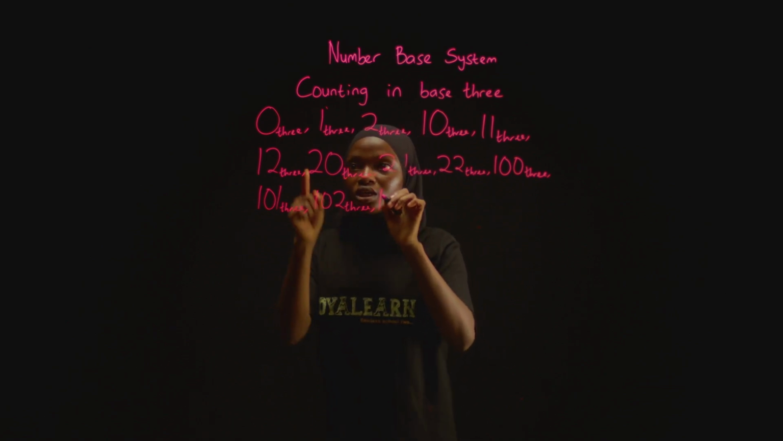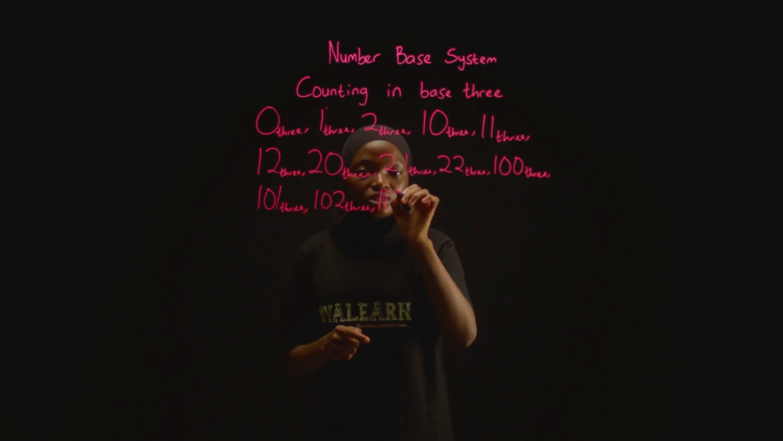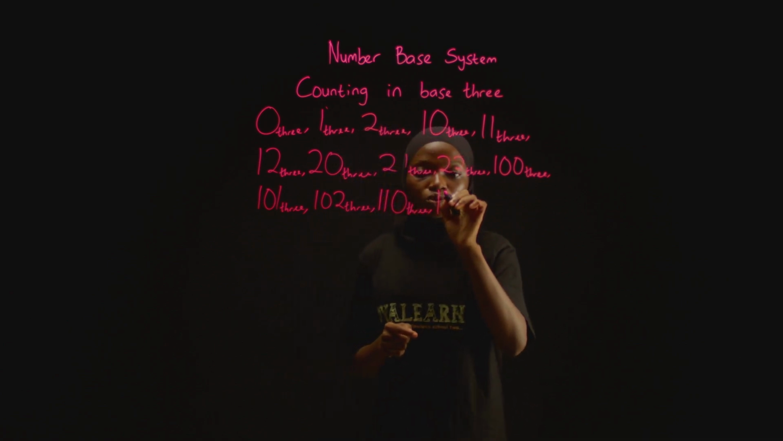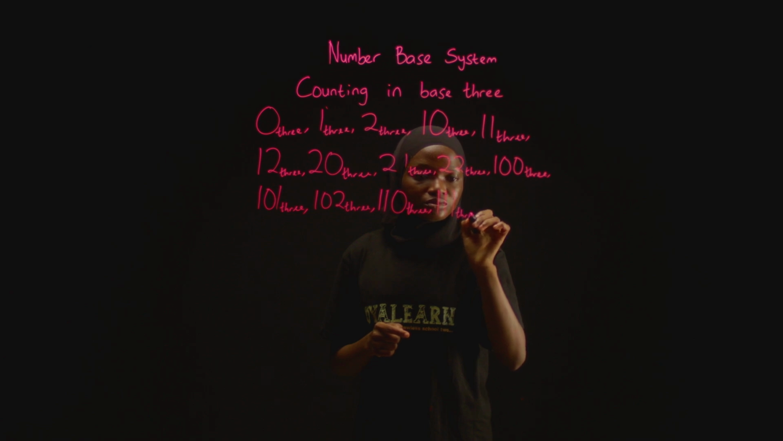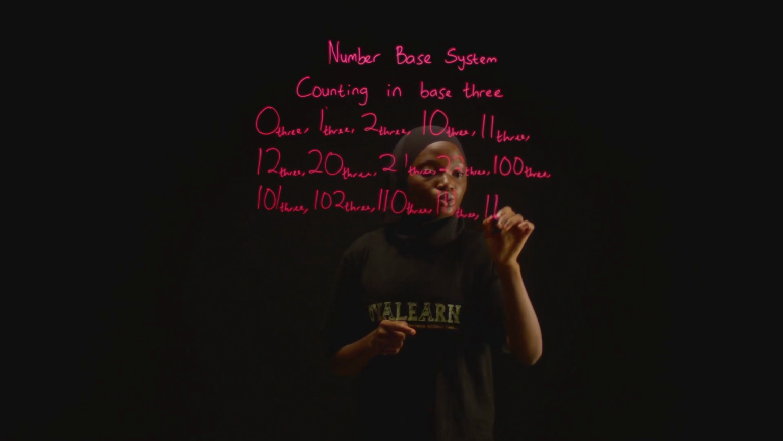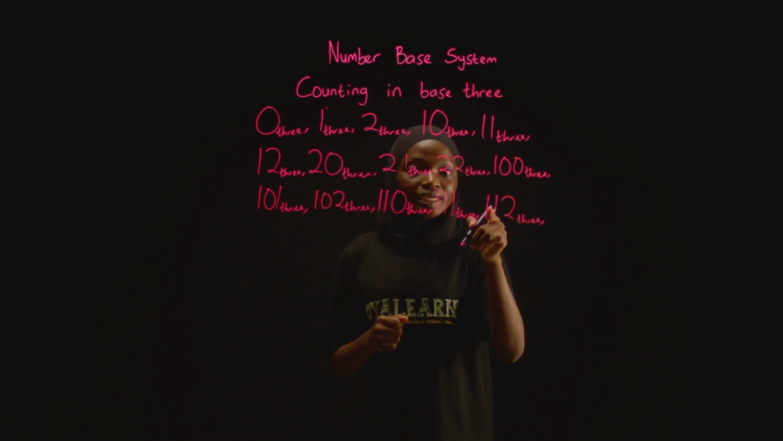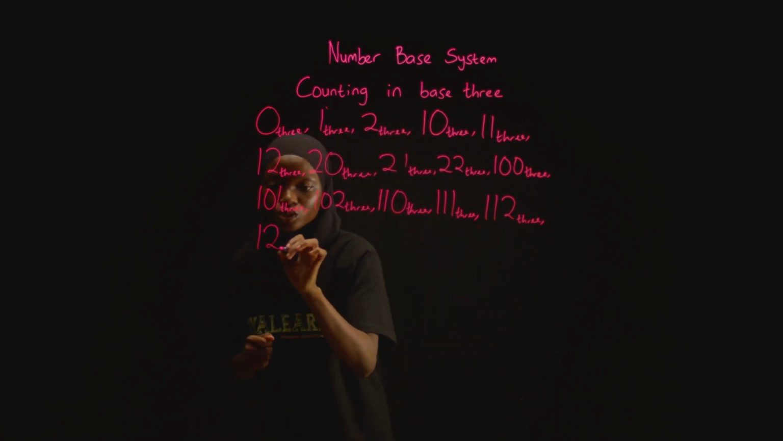1, the next digit after 0, so 1 1 0, base 3. We have 1 1 1, base 3. We have 1 1 2, base 3. Now we are done here. We go back here again, then change it to the next highest, which is 2. So we have 1 2 0, base 3.